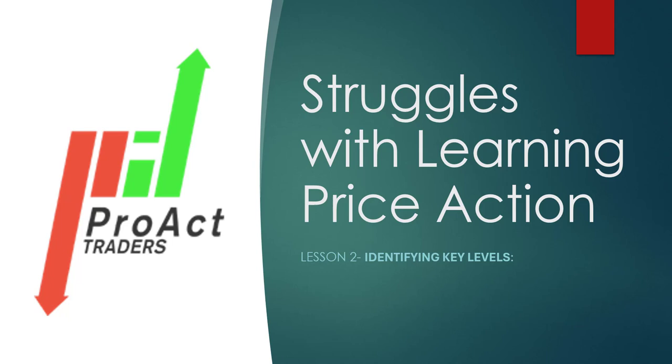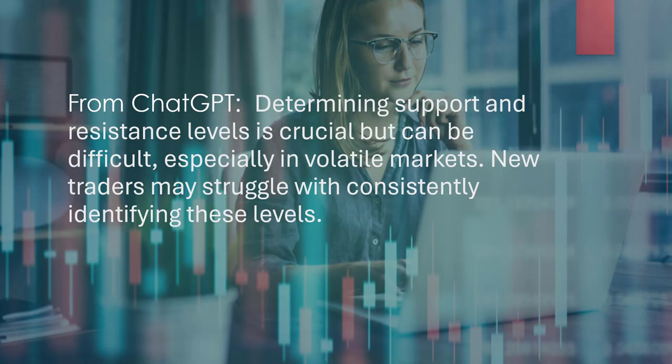All right, this is lesson two in our series on struggles with learning price action. Lesson two deals with identifying key levels. So this comes from ChatGPT: determining support and resistance levels is crucial, but can be difficult, especially in volatile markets. New traders may struggle with consistently identifying these levels.